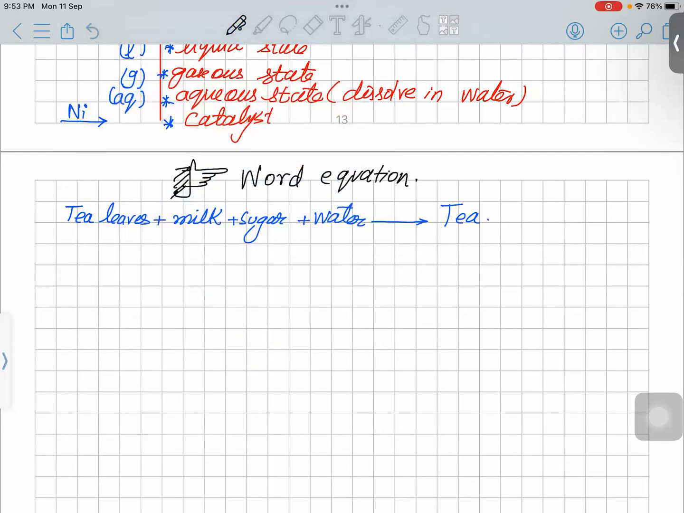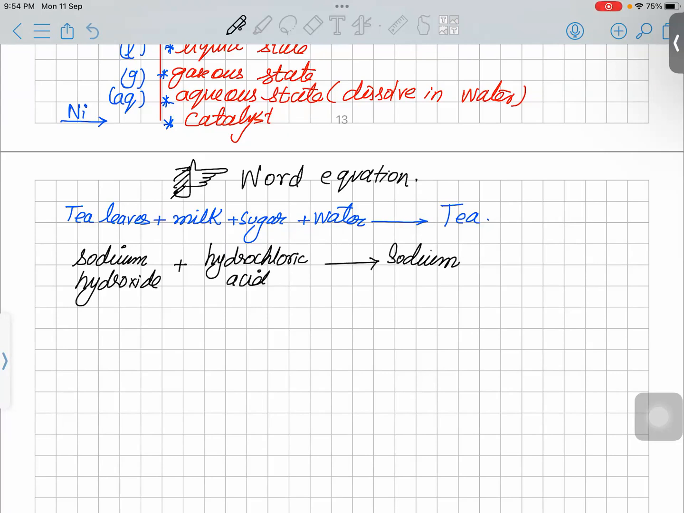Example number 2. Sodium hydroxide plus hydrochloric acid gives sodium chloride plus water. Now, can anyone tell me the name of the reactants? Sir, sodium hydroxide and hydrochloric acid. Very good. So these are reactants. These are products.